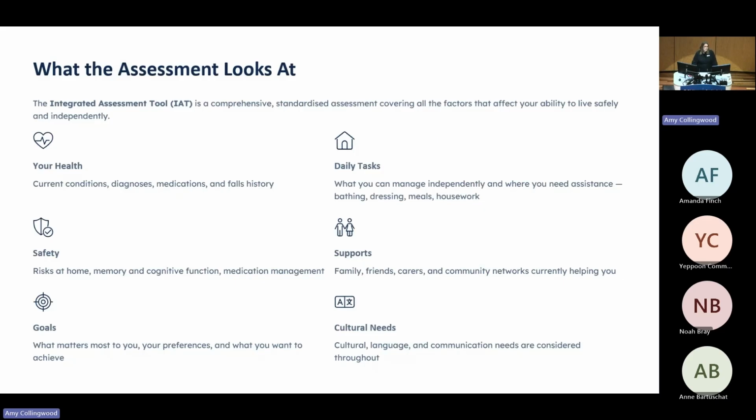It could be that not being able to manage my medication could be the difference between staying at home and not being able to stay at home. So have a really good think about what it is that you're struggling with and what are some of the goals that you would like to achieve that support you to remain in your own home, because they will give you referral codes for services that support those goals. And of course, they'll look at your cultural needs. Cultural, language and communication needs are always considered throughout all of these assessments.